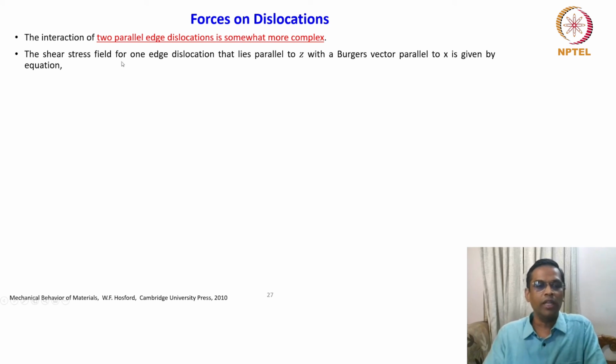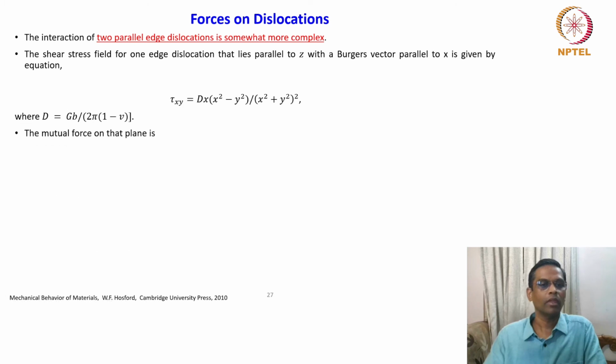The shear stress field for one edge dislocation that lies parallel to Z with the Burgers vector parallel to X is given by the equation. This is the same equation we just saw a couple of slides before. Shear stress. The mutual force on that plane will be of this nature.